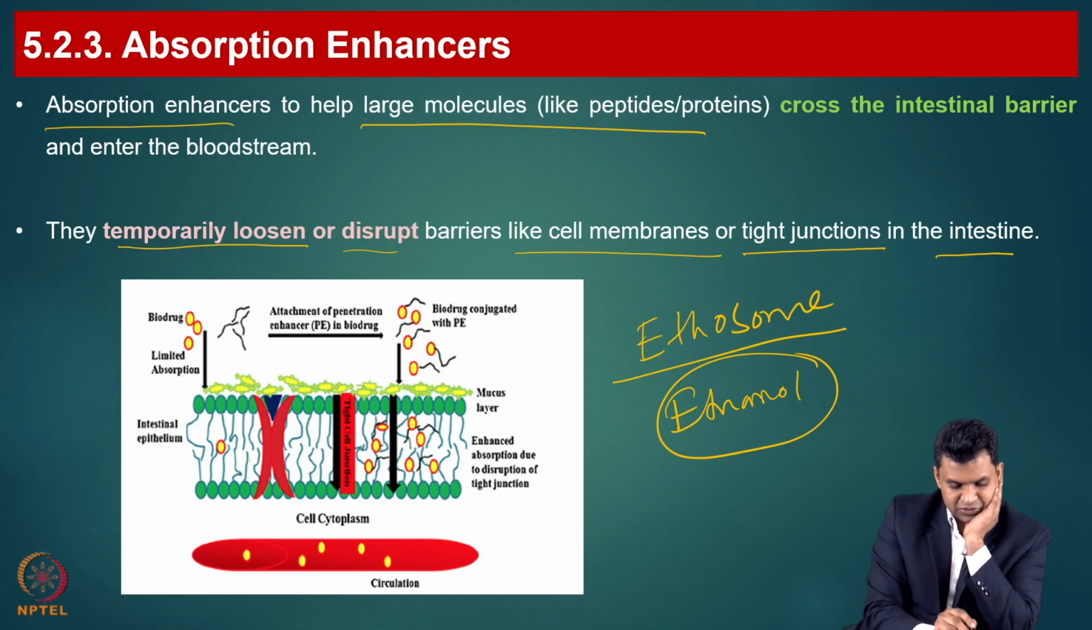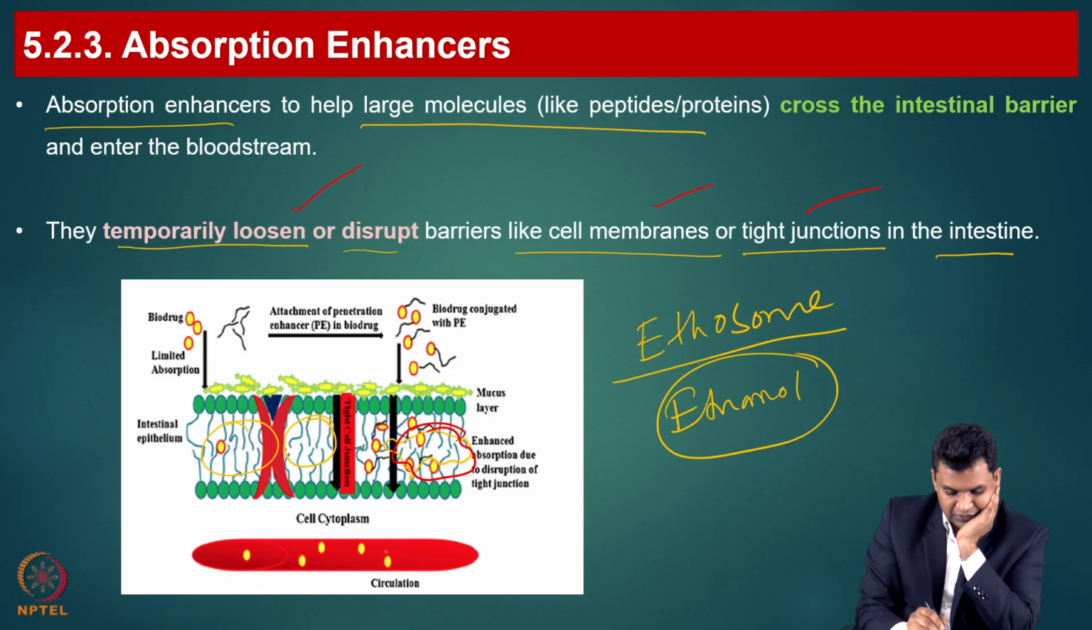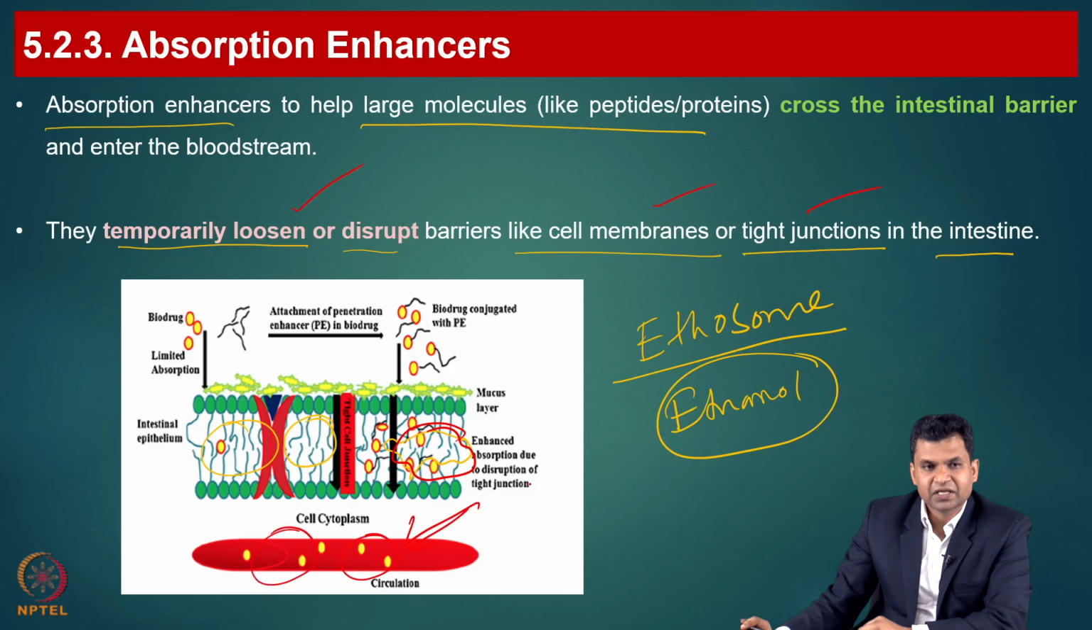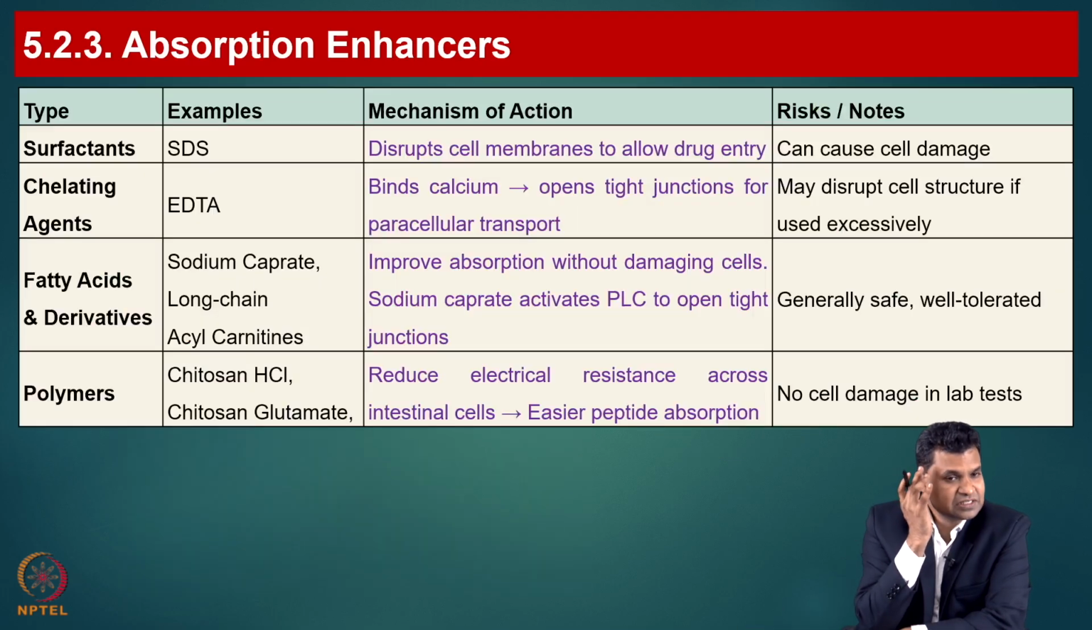Now, you can see here the tight junctions in the intestinal epithelium, but when you use such absorption enhancers, you can see there is a disturbance happening at the cellular level. So, that will disturb the tight junctions and the cell membranes, and that leads to the entry of the molecules by using absorption enhancers. Now, here you can see the classifications.